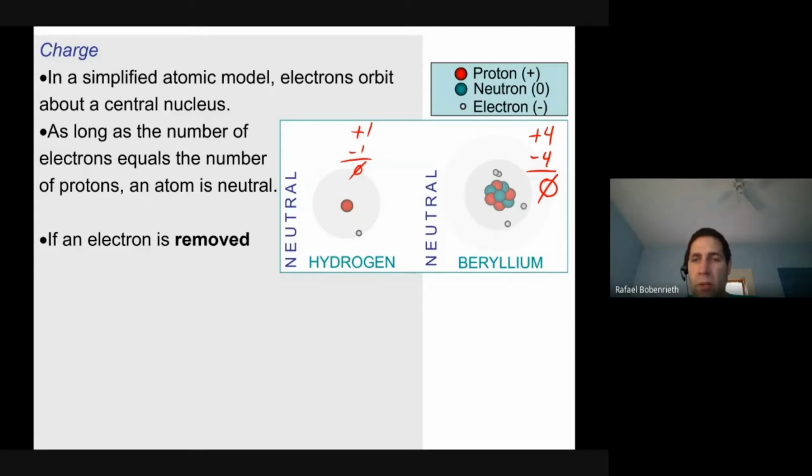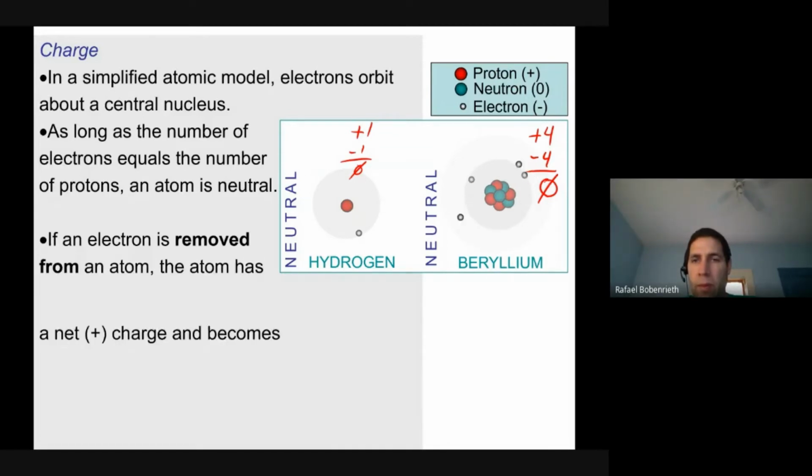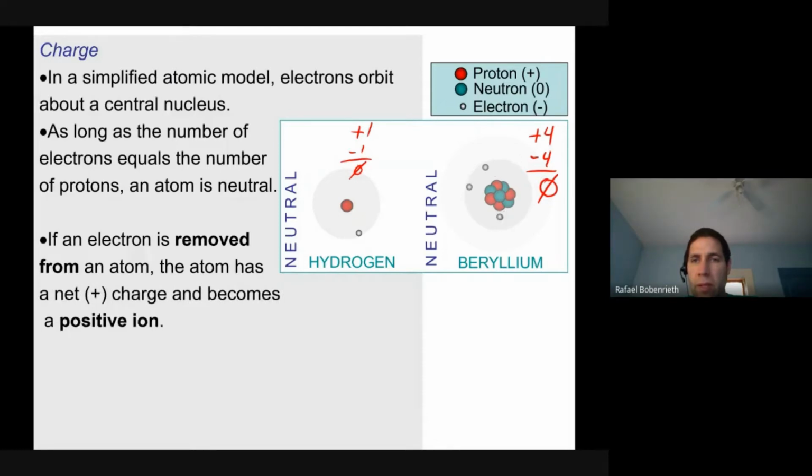But if I take away an electron, you ready for this? Here we go. Where's it going to go? When's it going to go? There it goes. If an electron is removed from an atom, then what happens? This charge balance has been interrupted or disrupted. And now I no longer have -4, but it's now -3, which means now I have a +1. I have a positive ion, and the beryllium is positively charged. Okay, a positive net charge because it has more protons in the middle than it has electrons orbiting it.